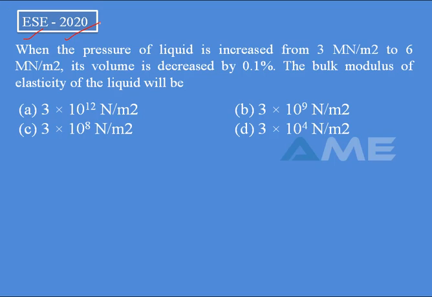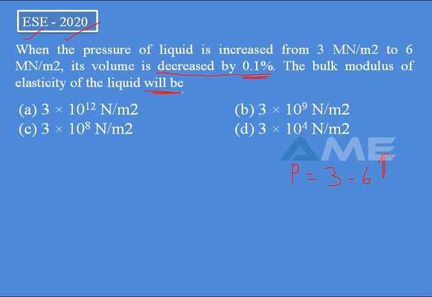And the first one is: when the pressure of a liquid is increased from 3 meganewton per meter square to 6 meganewton per meter square, that means the pressure is increasing from 3 to 6, okay, it is increasing, and its volume is decreased by 0.1%. Just concentrate on this, decreased by 0.1%. And the bulk modulus of elasticity of the fluid or liquid will be.